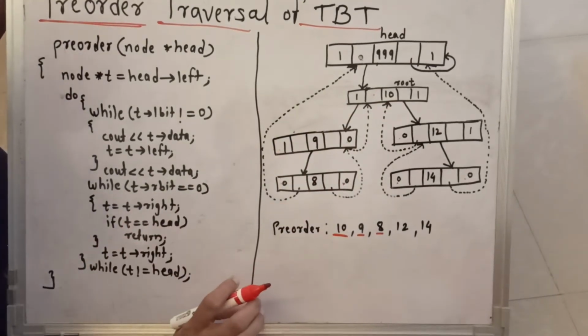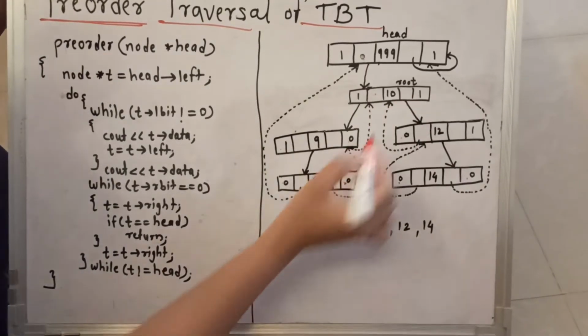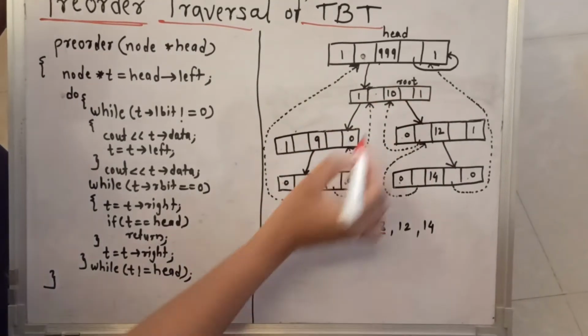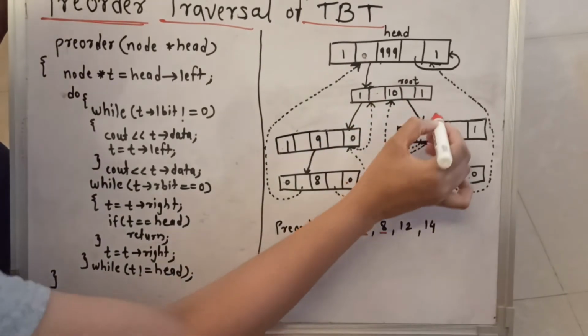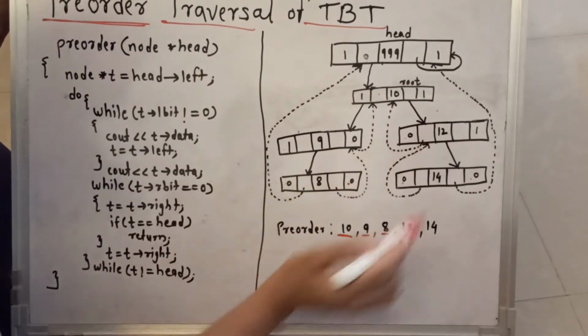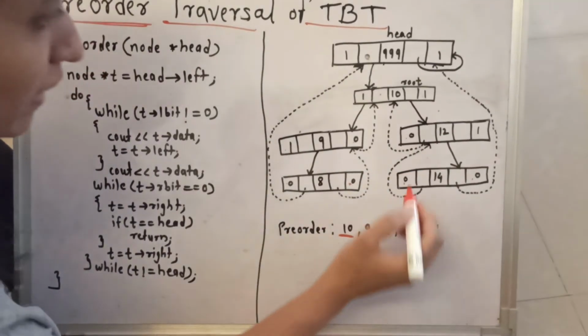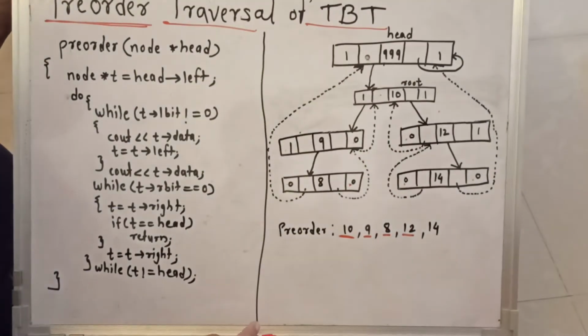So there is no need to print the 10. Just check the R bit field of the 10 here. As the R bit field is equal to 1, that means the right child is present. So we will go to the right side. Here on the right the 12 is present. So first print that value 12 here and check the L bit field of the 12, whether it has any left child or not.